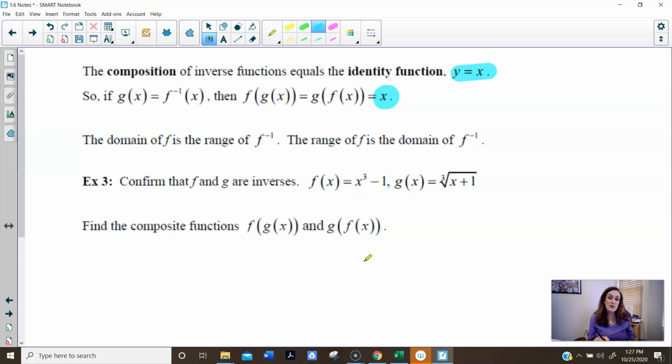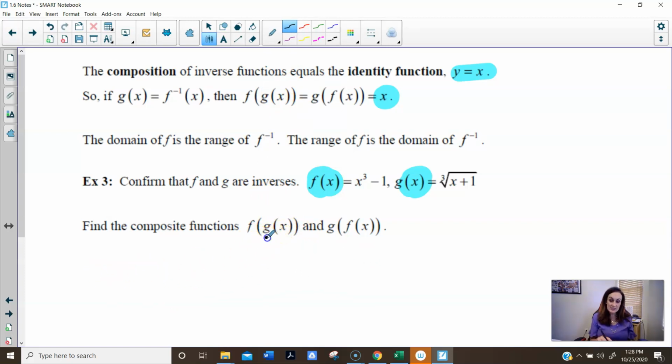So if I'd asked you to confirm if f of x and g of x are inverses of each other, and we want to confirm that algebraically, then if I find f of g of x is equal to x and g of f of x is equal to x, then I know that the two functions are inverses of each other. So let's look at this together and let's find f of g of x.